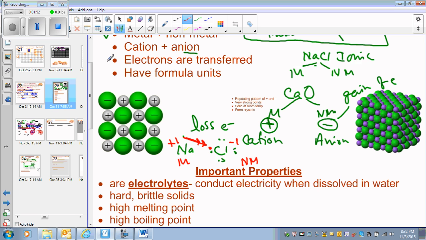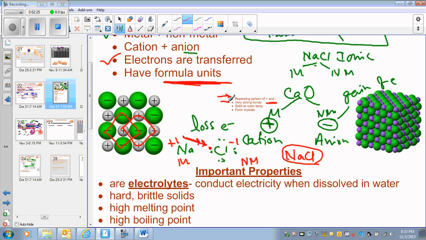So electrons are transferred for ionic compounds, and the formula that you make right here is called a formula unit. You see they have a very specific crystal structure, where each positive is surrounded by the negatives and each negative is surrounded by the positives. This is called a very specific crystal structure. They repeat the pattern of positives and negatives.